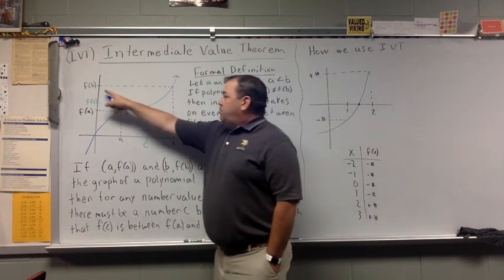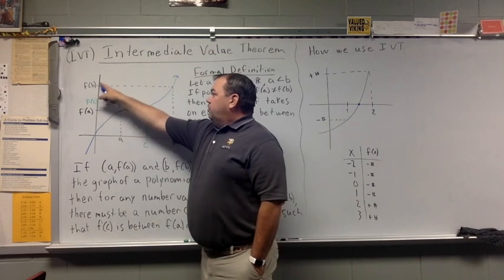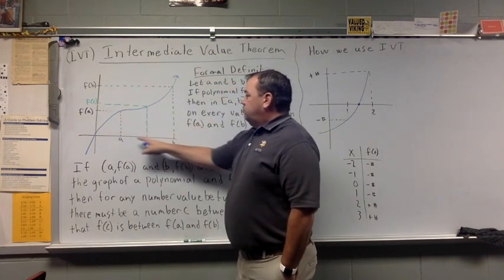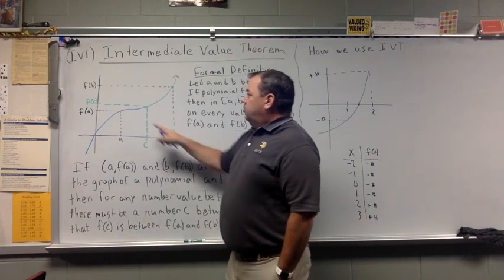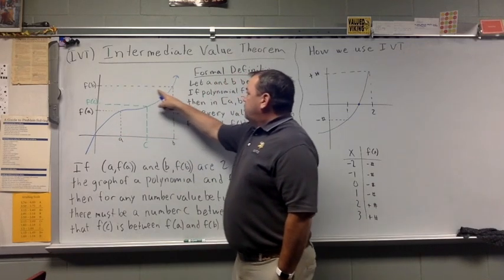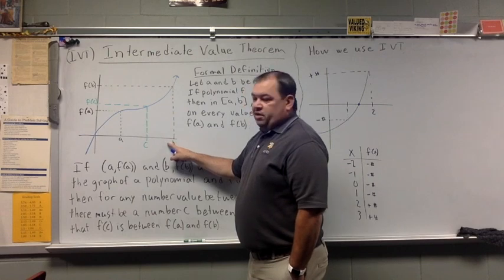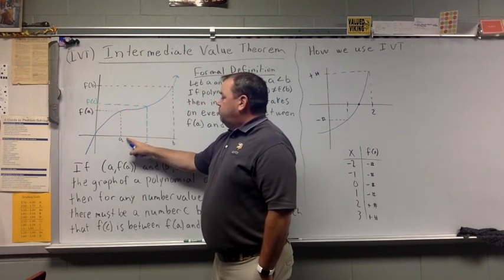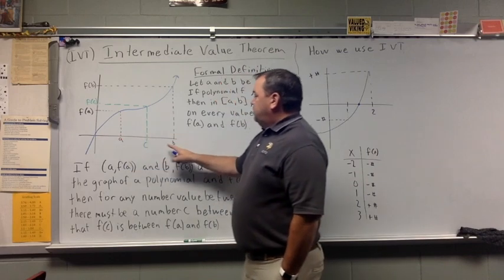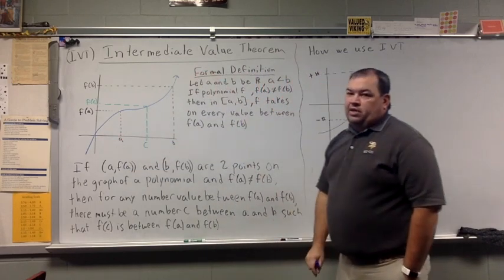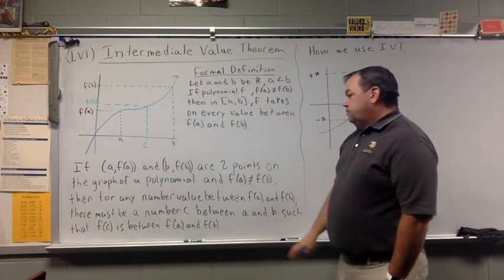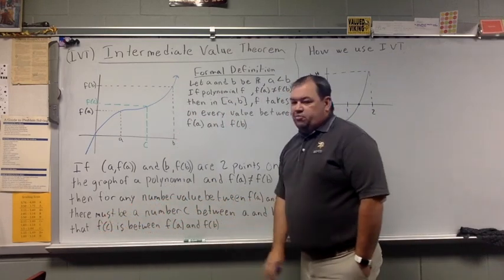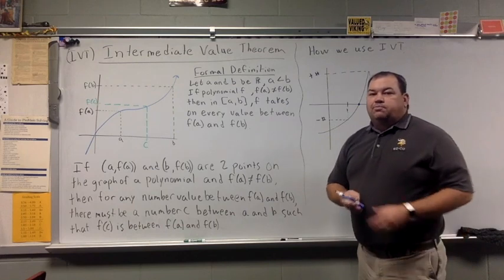So that says I pick a y value over here, there has to be a corresponding value between those 2 numbers. So if I pick a y up here, there has to be a corresponding x value. If I pick something closer, there has to be a corresponding x value, but it's going to be something that's intermediate between a and b. Then f of c is between f of a and f of b. It guarantees that that exists.